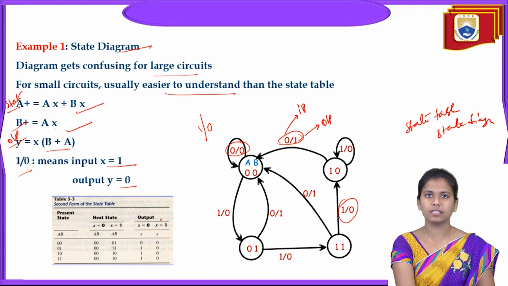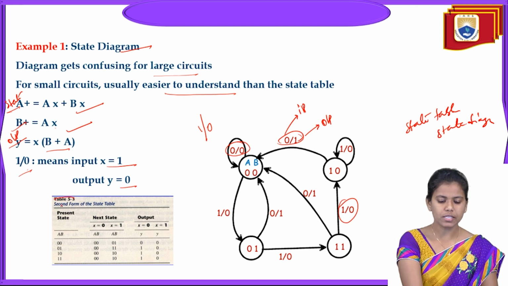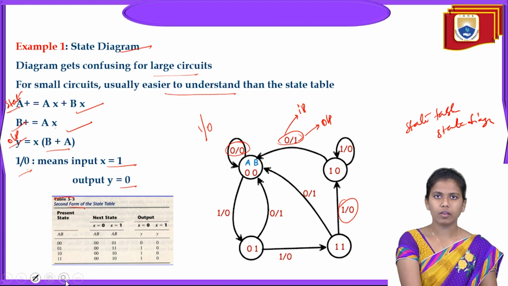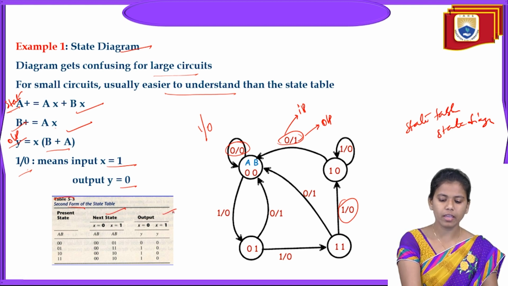So coming to the state table. Here in the state table, we see the present state, the next state, and the output.